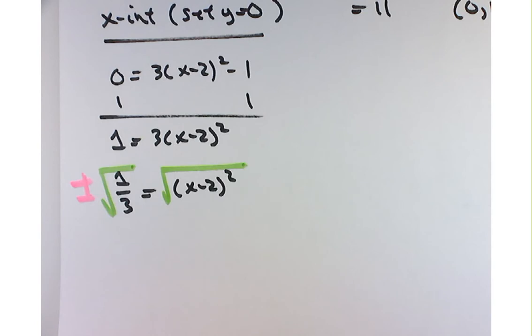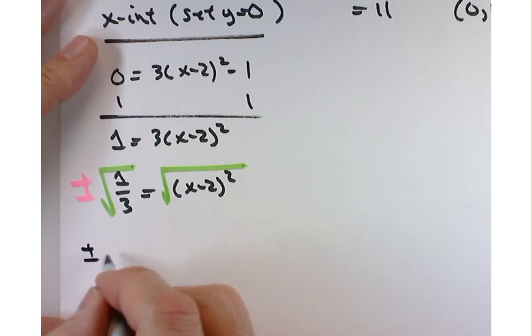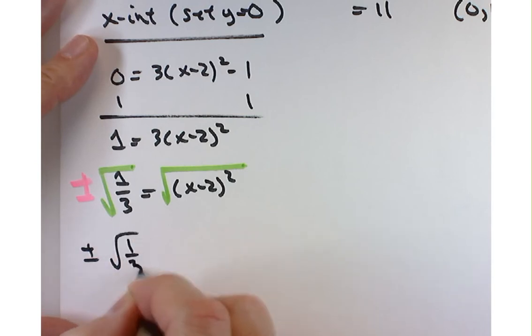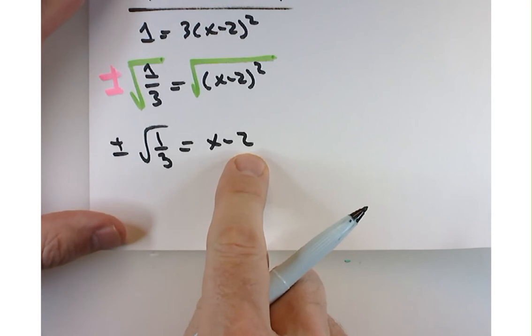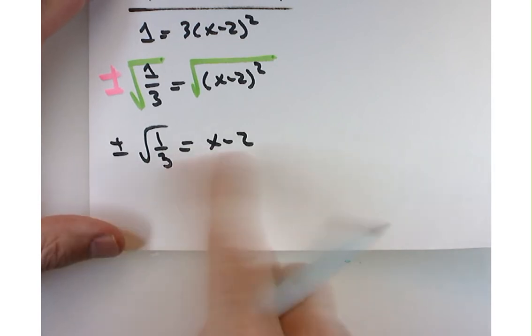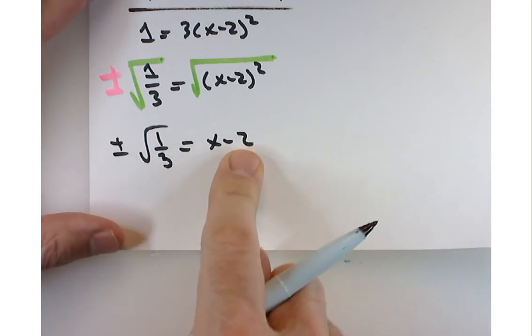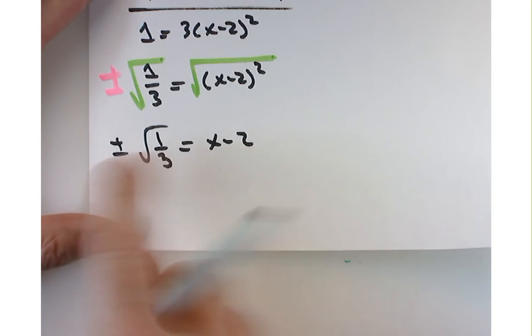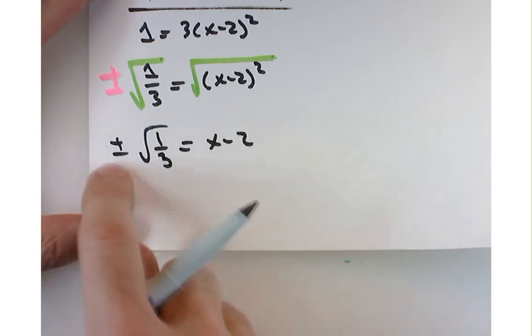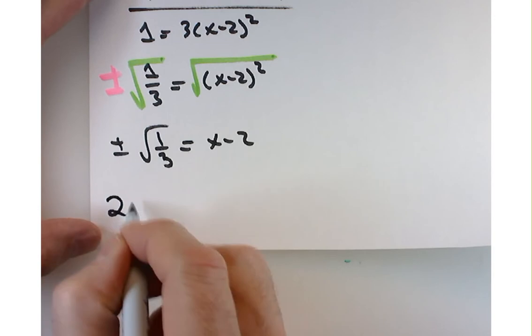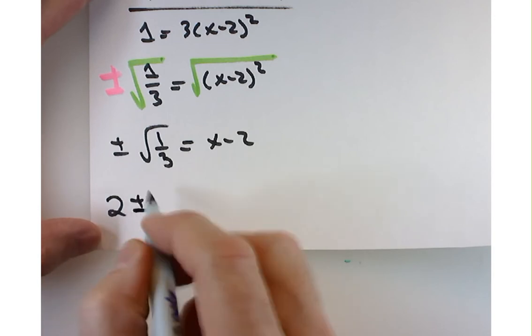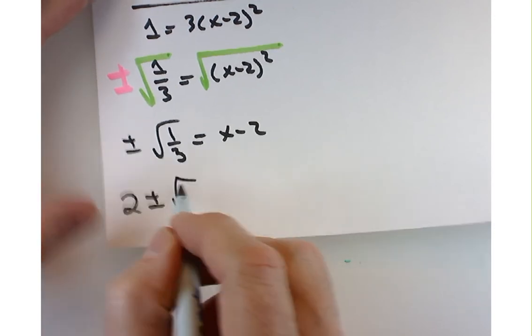There's 2 possibilities here. So that's going to be plus or minus the square root of 1/3 equals x minus 2. Now I want to get rid of the 2. I'm going to put it on the other side. When it changes sides, what else is going to change? Signs. Changes sides, changes signs. So that's going to be x equals 2 plus or minus the square root of 1/3.